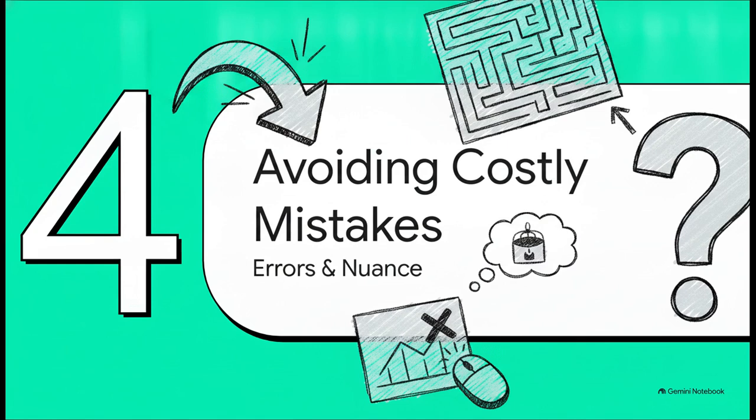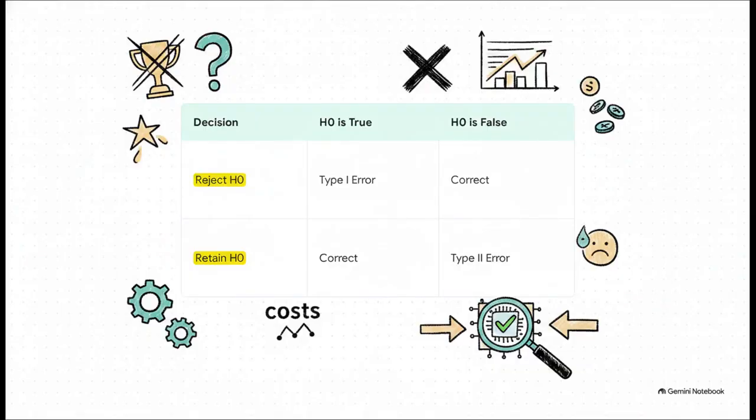Which brings us to Section 4, avoiding costly mistakes. Let's dig into errors and nuance. Now, what's really interesting about this slide is just because your test spits out a winning p-value doesn't mean you're totally safe from making a massive error. Welcome to the matrix of mistakes.